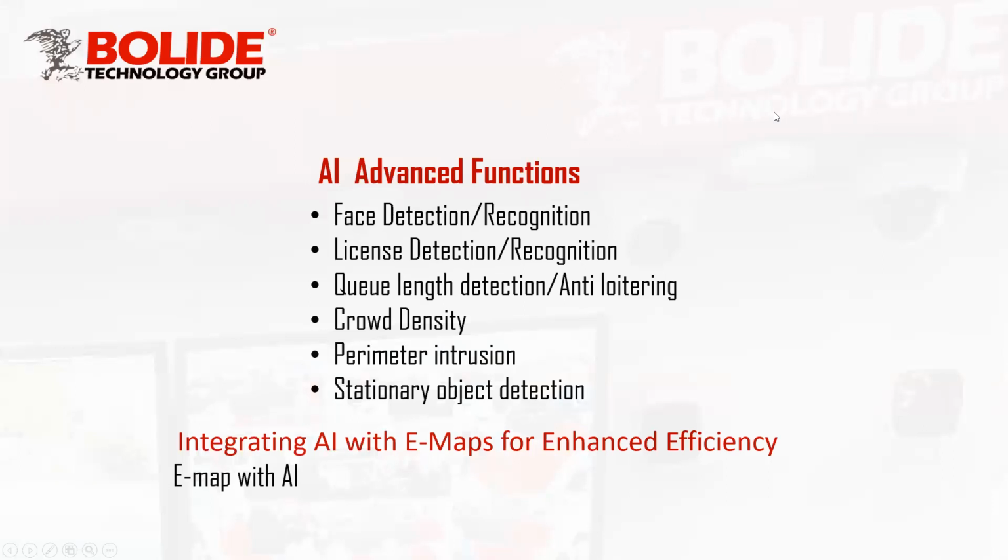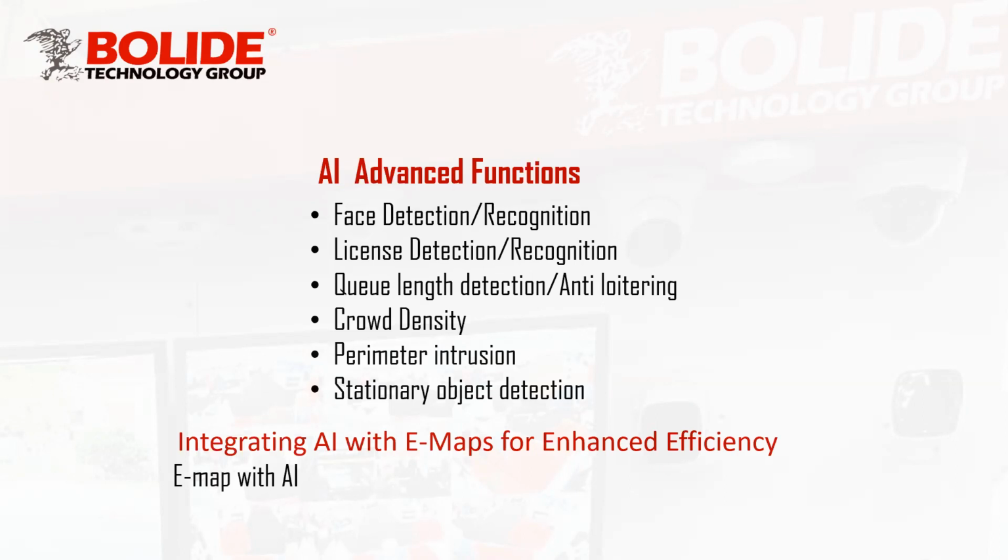What we'll be covering is facial recognition, license plate recognition, tripwire detection, and another way to use tripwire detection for anti-loitering. So you're getting the best of both worlds on that. Then crowd density, perimeter intrusion, stationary object detection, and how to integrate it effectively and efficiently and get rid of false alarms and alerts using EMAPs. With that being said, let's dive right into it.